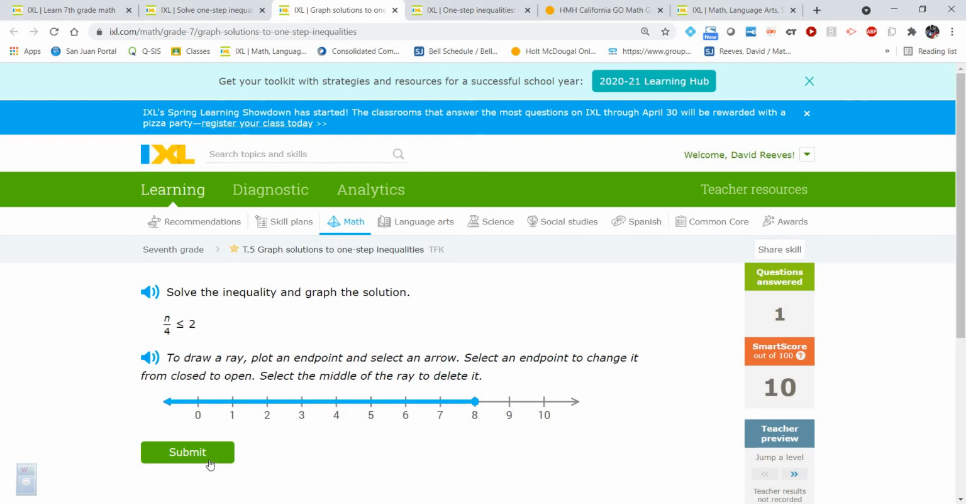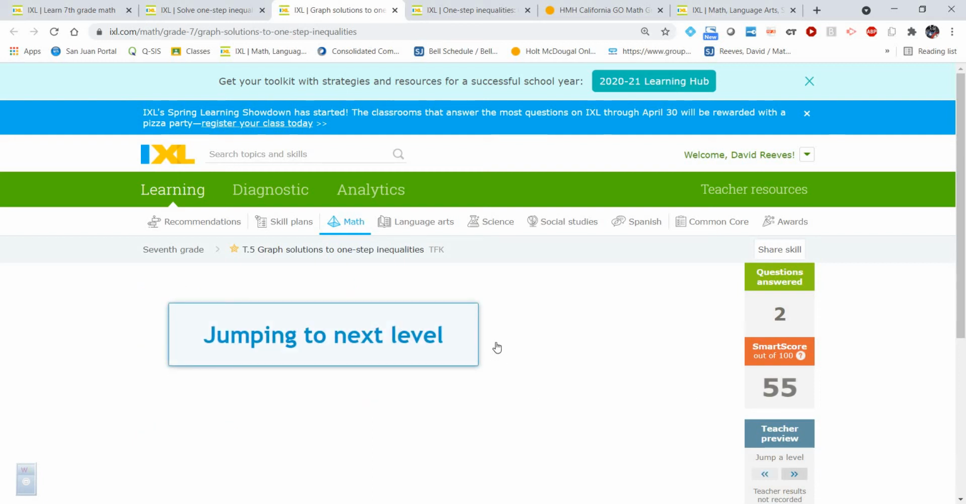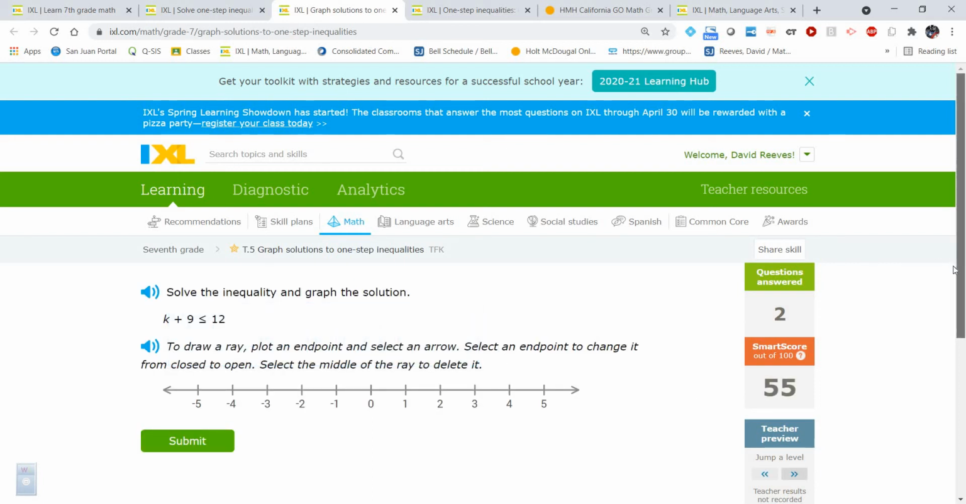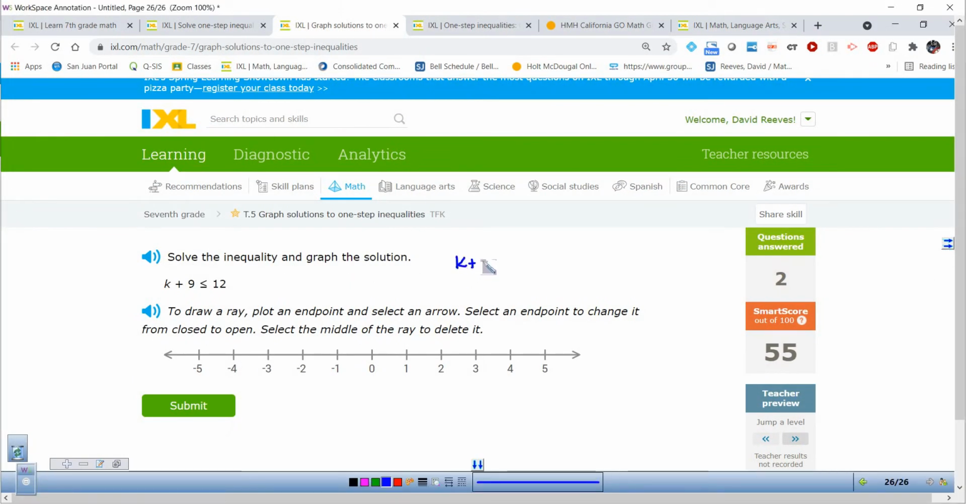Let's skip up to the next level, see what they have for us there. All righty, k plus 9 is less than or equal to 12. Not really any more challenging. They are adding 9.